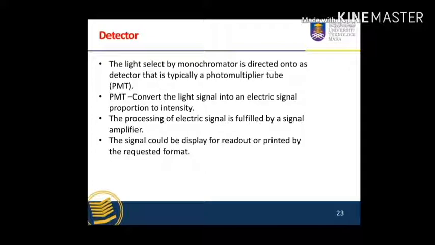Meanwhile, the final component is the detector. The light selected by the monochromator is directed onto the detector, known as the PMT or photomultiplier. This PMT converts the light signal from the monochromator into an electric signal proportional to the intensity. The processing of the electric signal is fulfilled by a signal amplifier. So we increase the signal, and the signal can be displayed for readout or printed in the requested format.